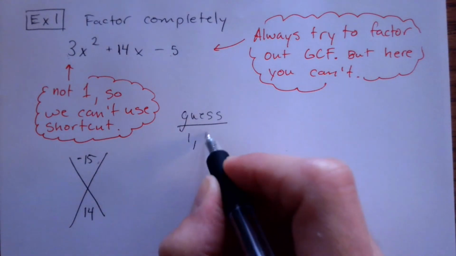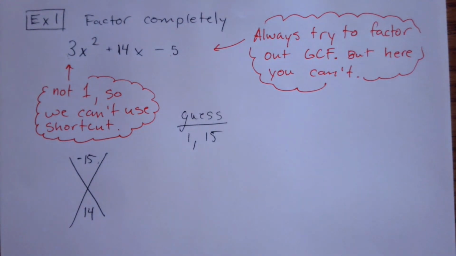So my first guess is 1 and 15. And that will actually work out. Yeah, it's got to be a -1, right? Because if we add these together, that would be 16. And if we multiply them, we get a -15. Whereas before, we would only get a +15.